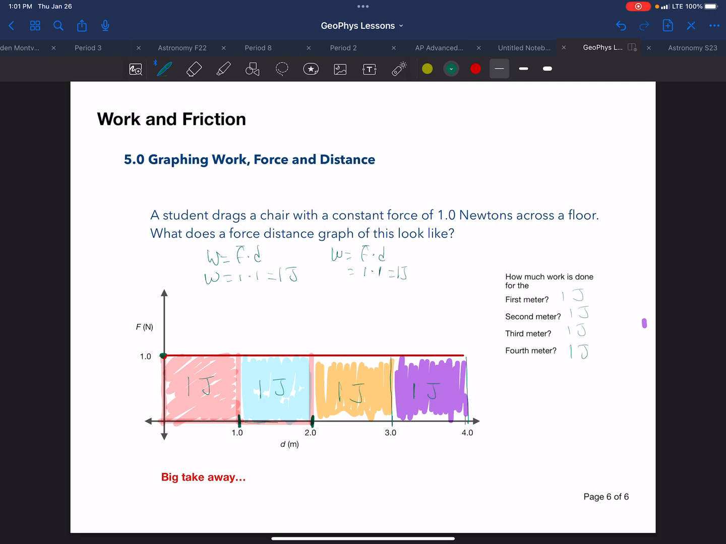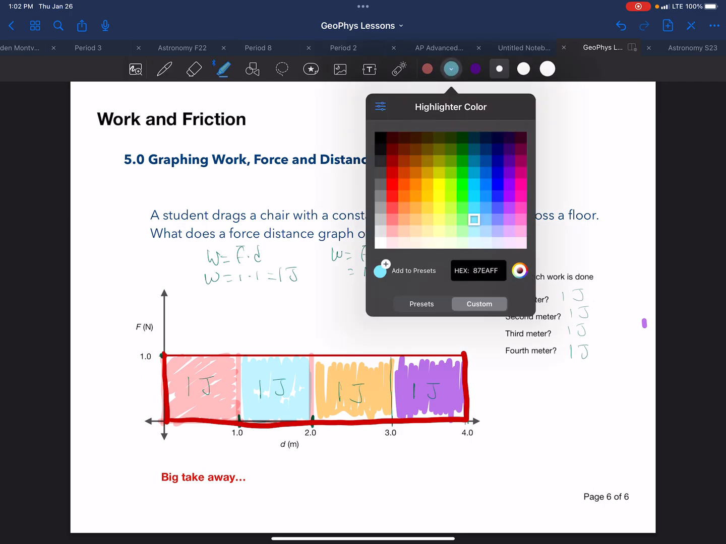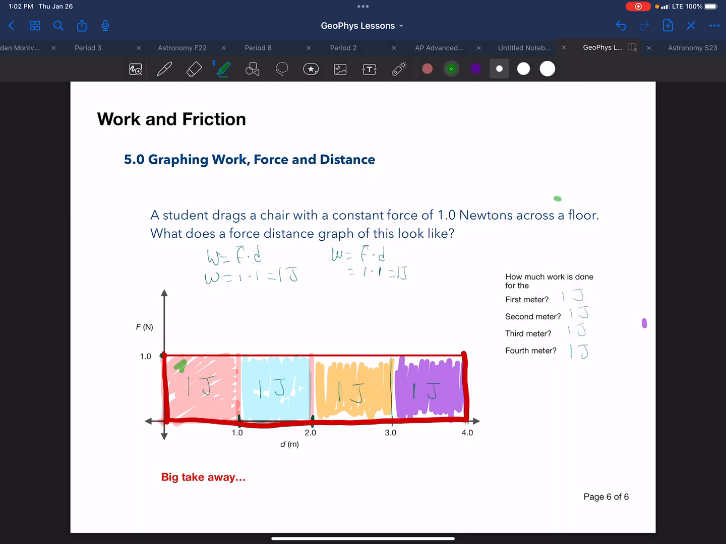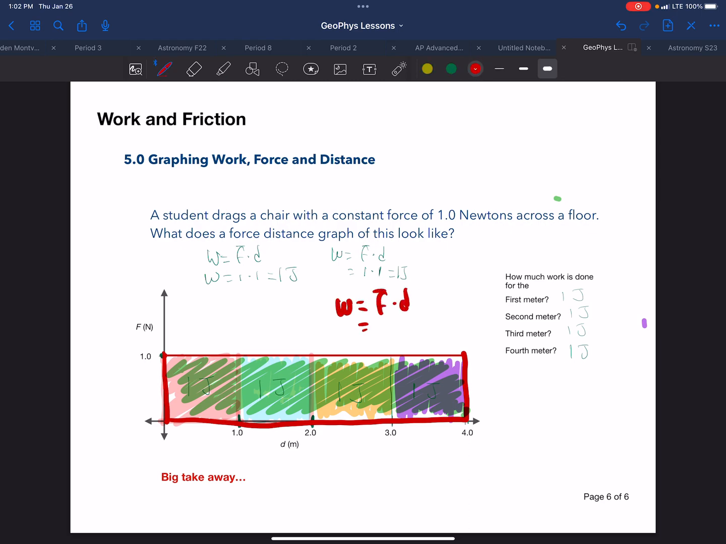Now we could have also asked the question, how much work was done in 4 meters? Well, how much is done in 4 meters would be given by this, 4 meters by 1, which would be the area of the entire thing. And the area of the entire thing would be work is average force times distance. The average force is 1, but the distance is 4. So that gives us 4.